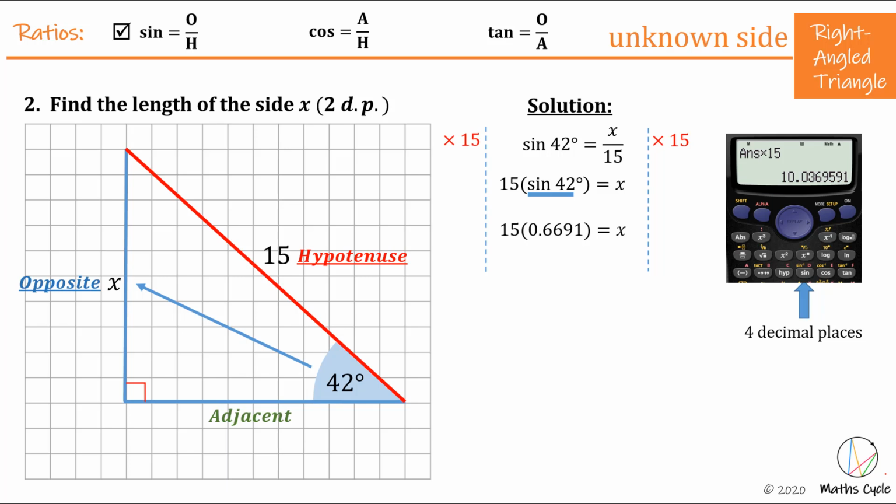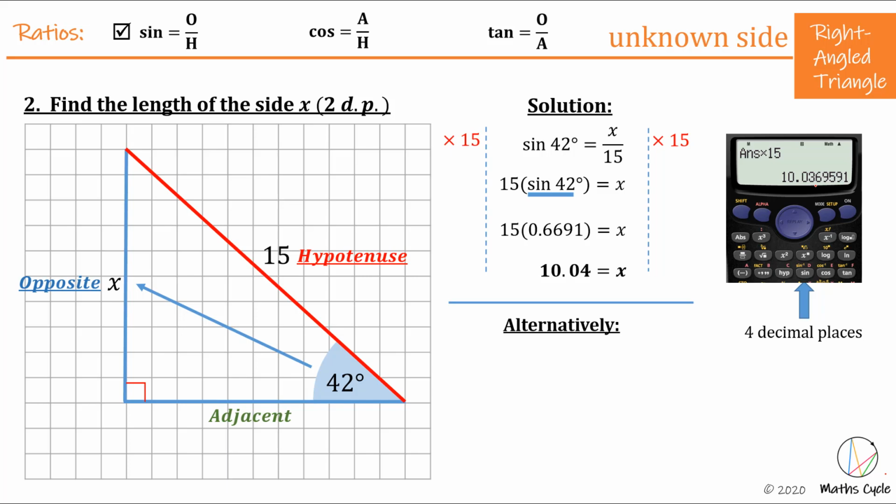We get 10.0369591. Now just go back to your question and see what you've been asked for. You've been asked for the side correct to 2 decimal places. We can see that after the 0.03, the next digit is a 6, which is greater than 5, which means we'll be rounding up. So my answer for x is 10.04.